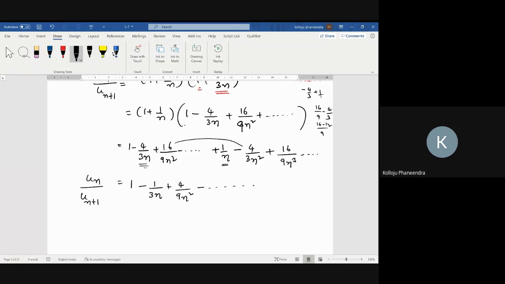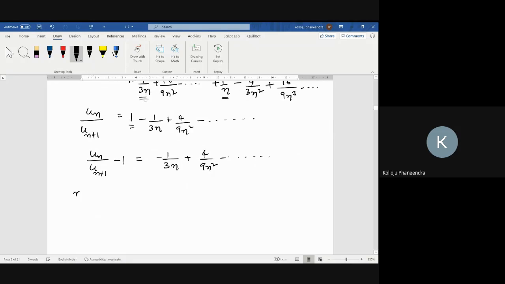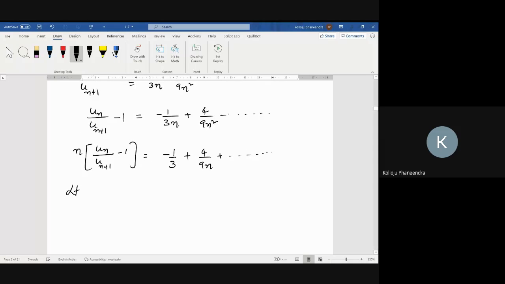Now to apply Raabe's test, I have to subtract 1: un by un plus 1 minus 1. Take this one this side. Then what you will get? Minus 1 by 3n plus 4 by 9n square, and so on. Next, multiplied by n, that is n into un by un plus 1 minus 1, equal to minus 1 by 3 plus 4 by 9n, and so on. Okay. Now, according to Raabe's test, take the limit of n into un by un plus 1 minus 1.